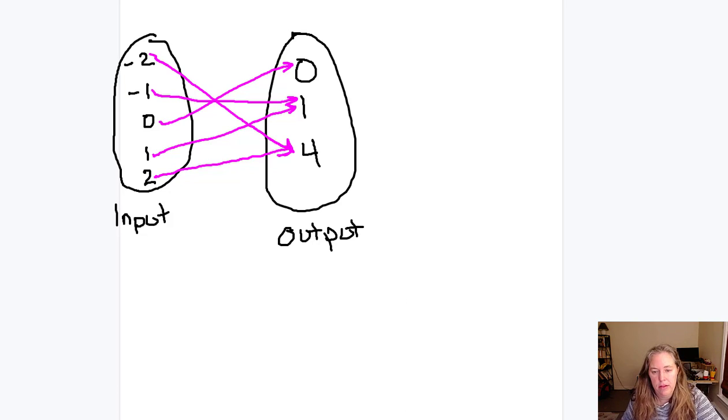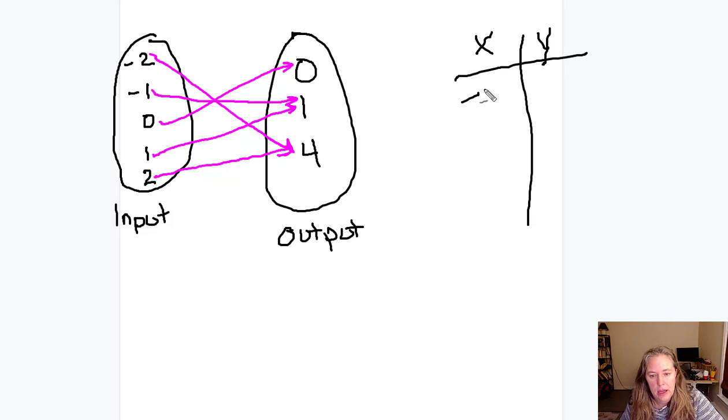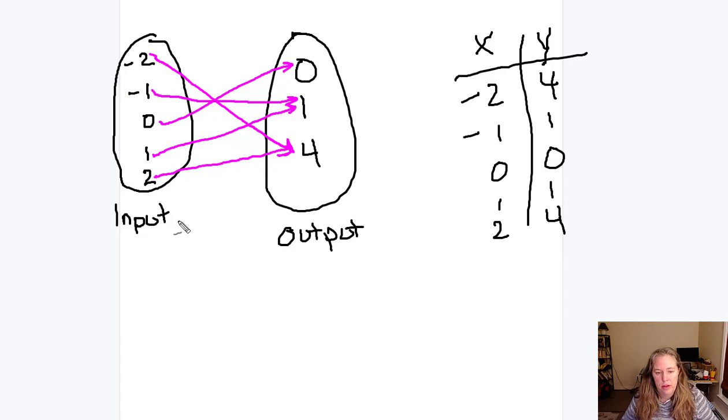The table for this would look like this, x, y, -2, -1, 0, 1, 2, 4, 1, 0, 1, 4. So the table and the mapping are very similar but slightly different, and the mapping is going to help us understand functions. That's why we're doing mapping.